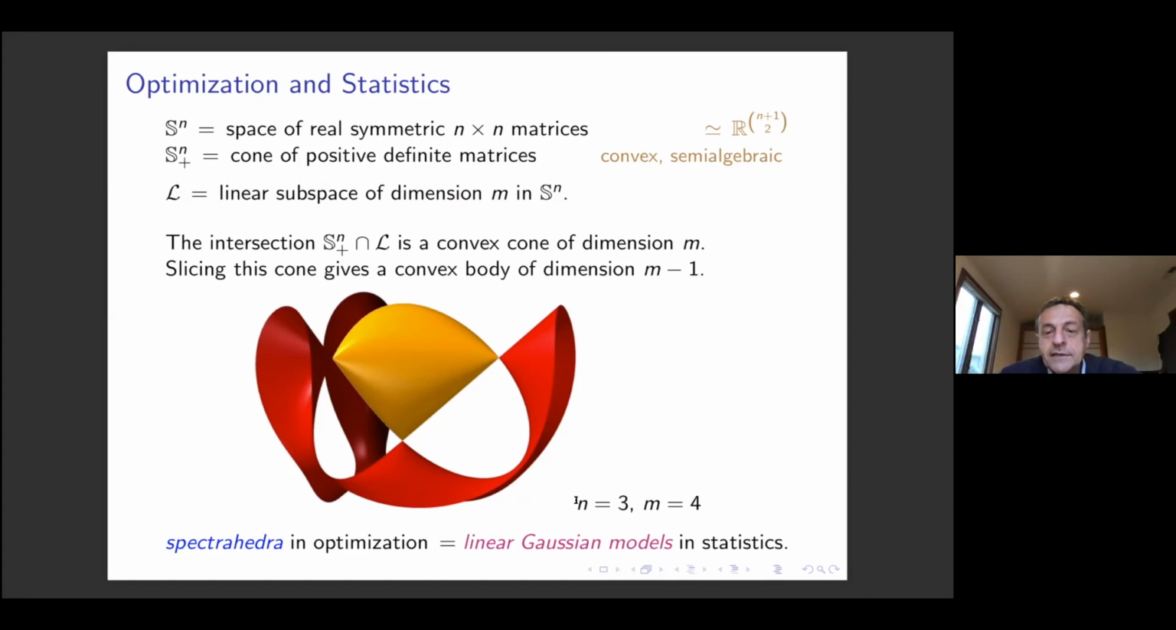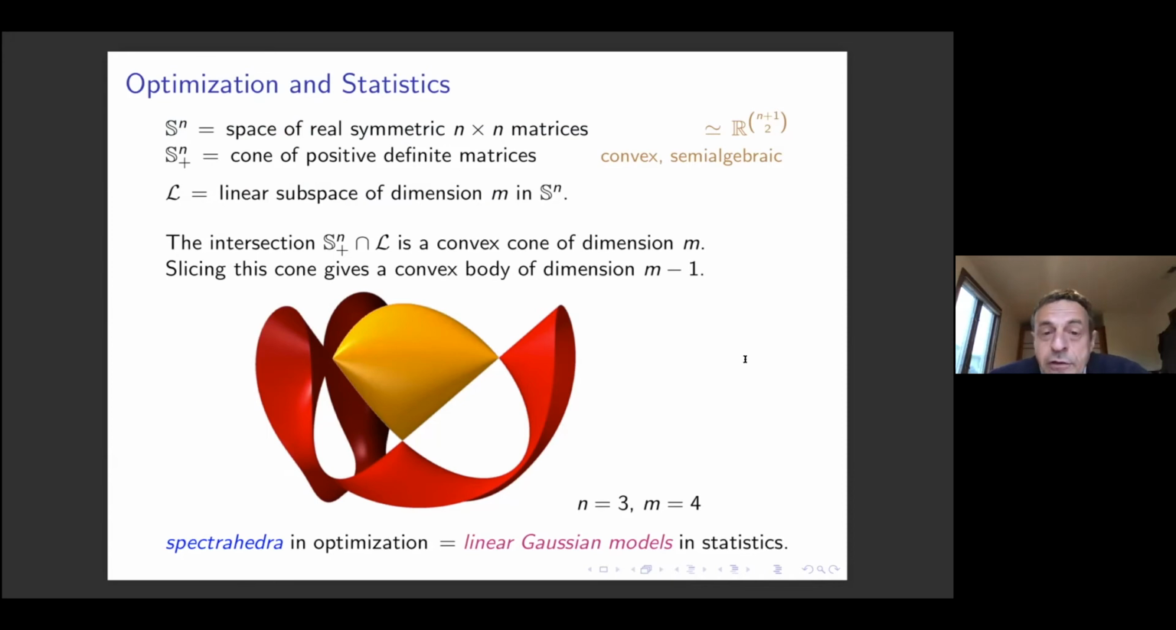Now, why does this illustrate our case? Right, so if n is three, we have the six-dimensional ambient space of symmetric matrices. Inside this six-dimensional space, we have the six-dimensional ice cream cone of positive definite matrices. Then we pick a linear space L of dimension 4. So I'm cutting my six-dimensional cone with a four-dimensional linear space that makes a four-dimensional cone. And then drawing the picture, I get the three-dimensional convex body.